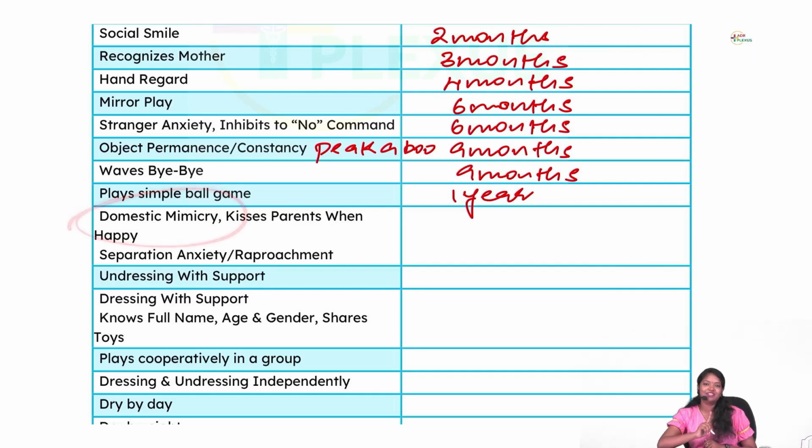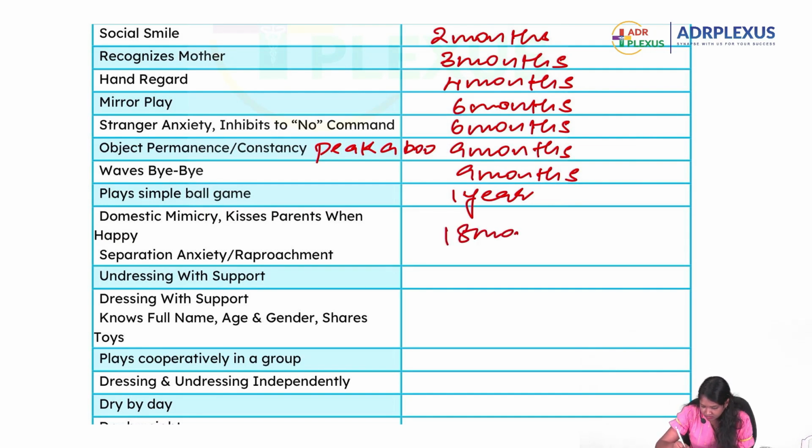So domestic mimicry is not mimicry like domestic animals. Domestic mimicry is when the parents do a task, the baby will copy the task. If the father is sweeping, the baby will also sweep. If the mother is washing clothes, the baby will also try and do the same thing. If the mother or father is washing vessels, the baby will also mimic that. That is called domestic mimicry. When will it come? 18 months.